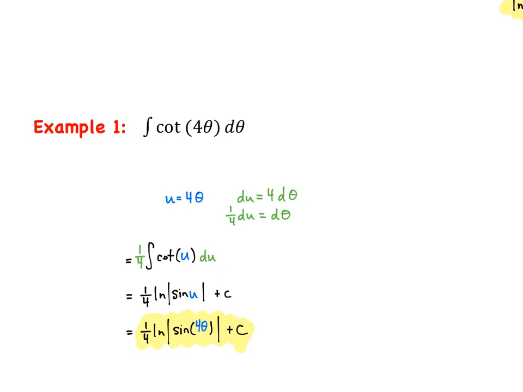All right, hopefully you let u be 4 theta, so then du is 4 d theta, or simply d theta is equal to 1/4 du. As we make that substitution, we bring the 1/4 out front, and we're left with the integral of the cotangent of u du. Using that chart from up above, we know that the integral of cotangent of u is natural log of the absolute value of sine of u plus c. Now the last thing we have to do is substitute back in, and we get our final answer: 1/4 times the natural log of the absolute value of sine of 4 theta plus c.